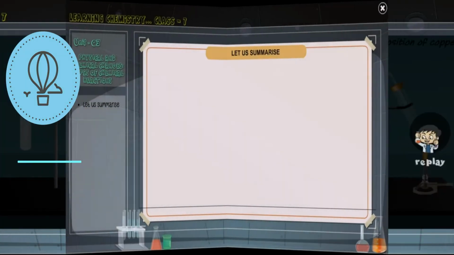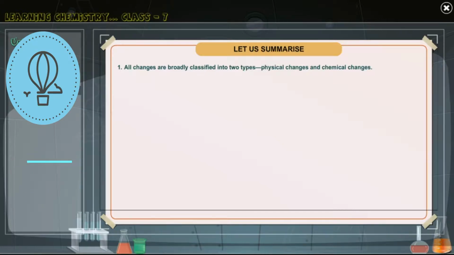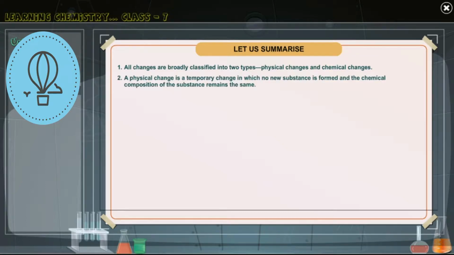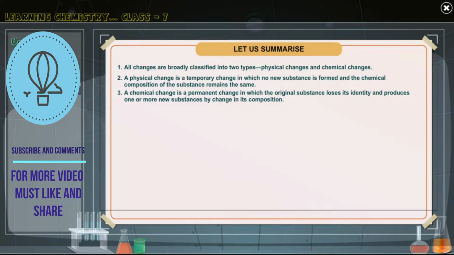Let us summarize. 1. All changes are broadly classified into 2 types, physical changes and chemical changes. 2. A physical change is a temporary change in which no new substance is formed and the chemical composition of the substance remains the same. 3. A chemical change is a permanent change in which the original substance loses its identity and produces one or more new substances by change in its composition.